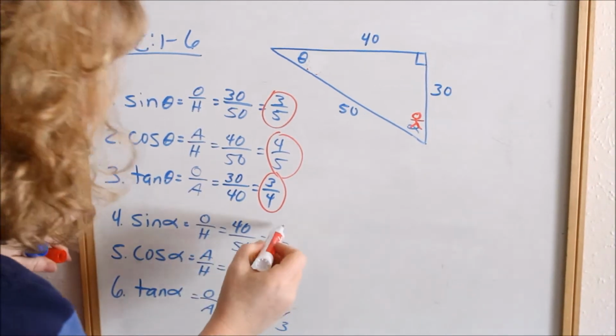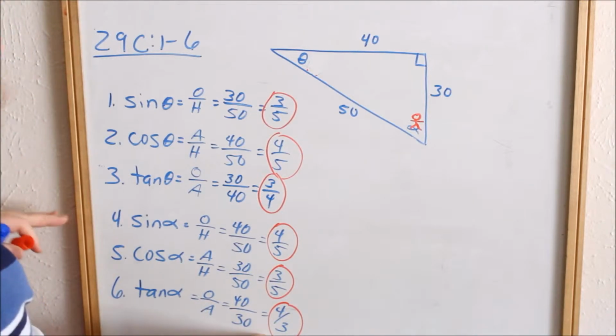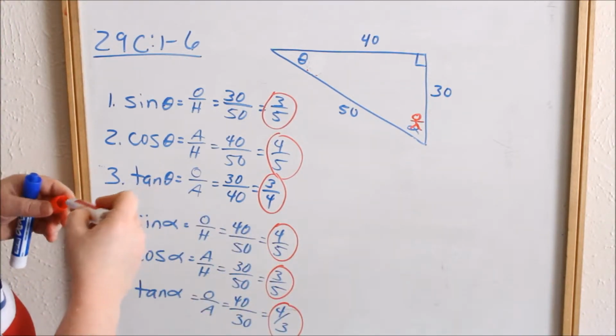For trig functions, leave your fractions in improper fractions. Like here, leave it as an improper fraction. Do not change it to a mixed number.